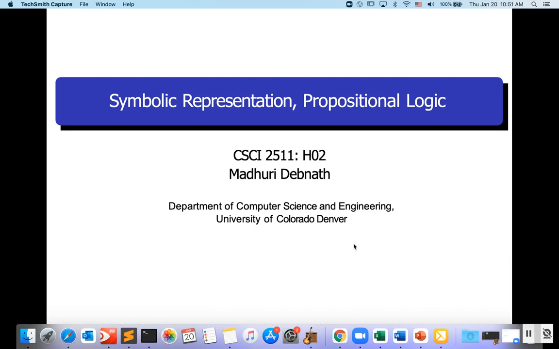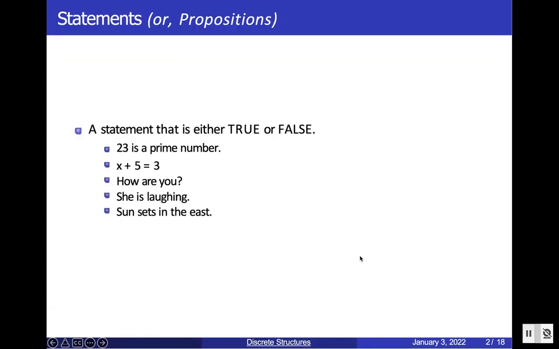So today we are going to talk about a very important and very elementary topic of discrete structure. We'll see some symbolic representation and some mathematical logic, also known as propositional logic. We're going to start our discussion with a very important topic known as statement, or also known as proposition.